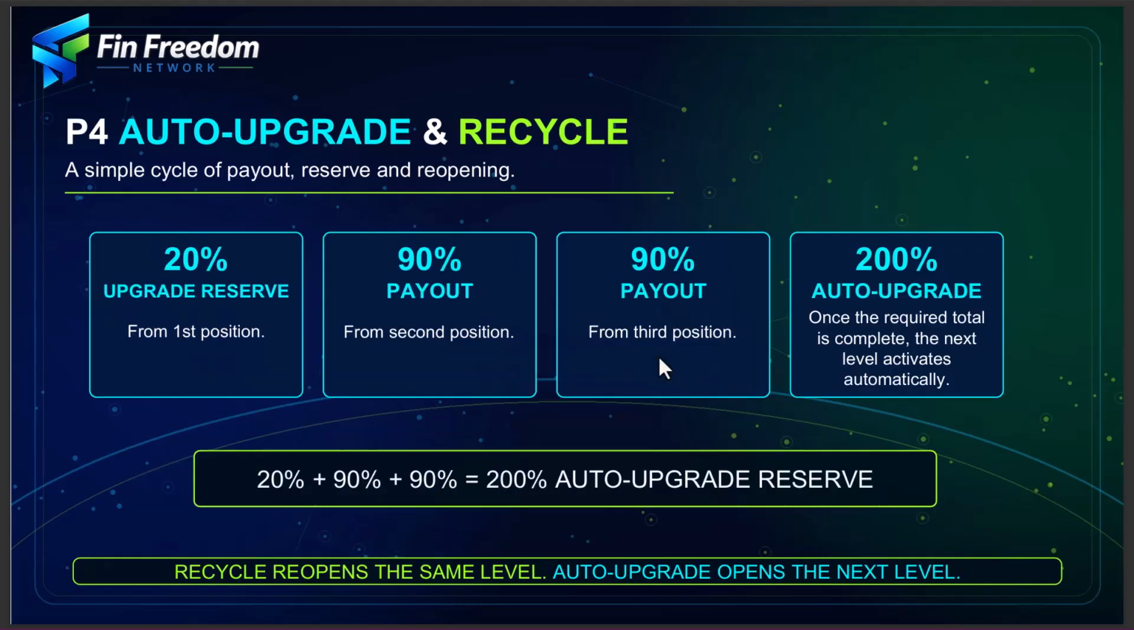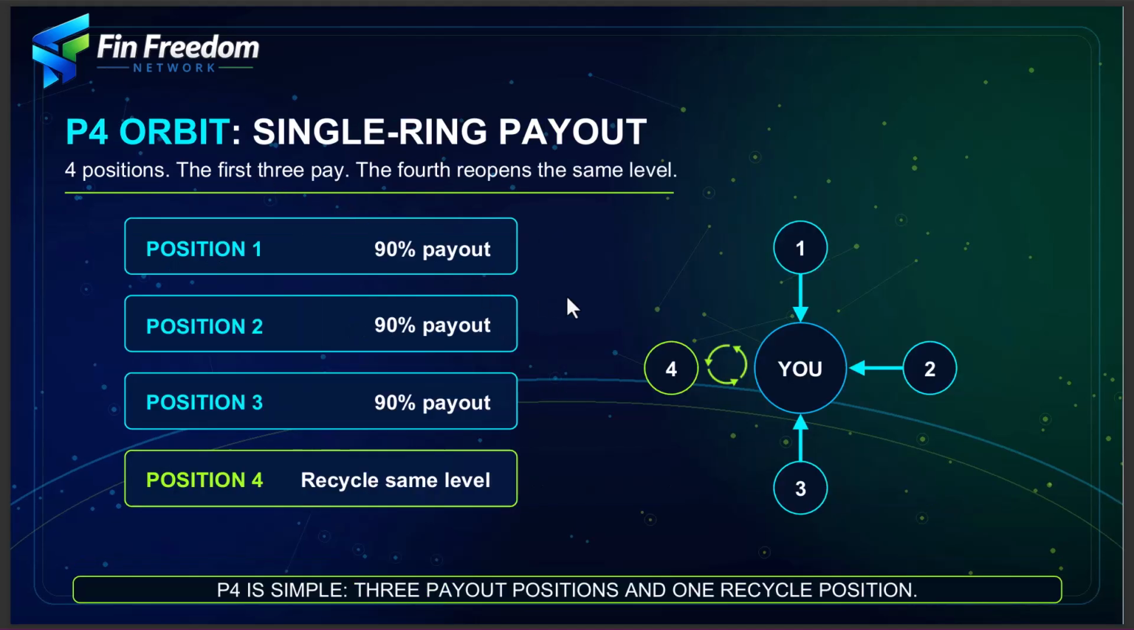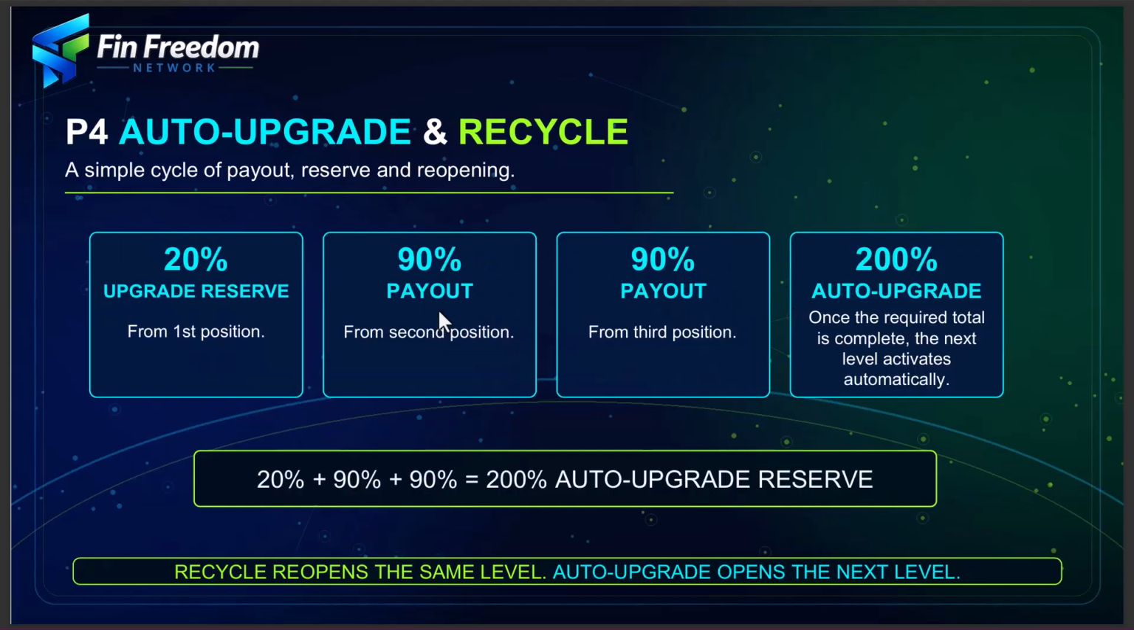Now, let me share here. Look at what I want to share with you now: the upgrade for P4. Alright, if for instance you are in level 1, and you have not activated level 2 yet, you know you can't earn from level 2 if you have not activated level 2. The system has a way of keeping money for you here to upgrade you to level 2. So that's what I want to explain.